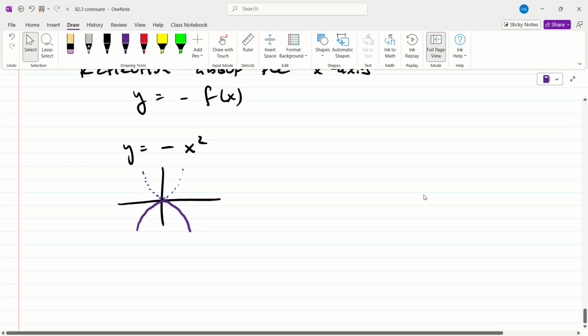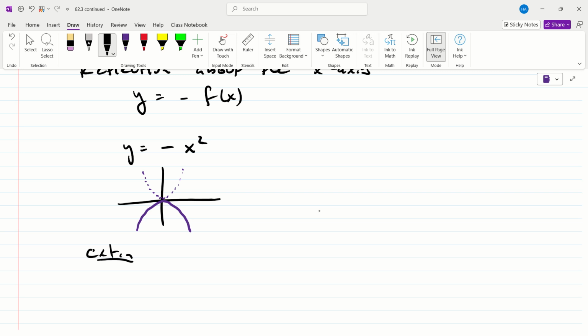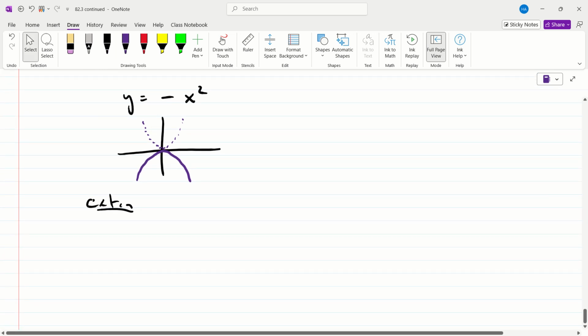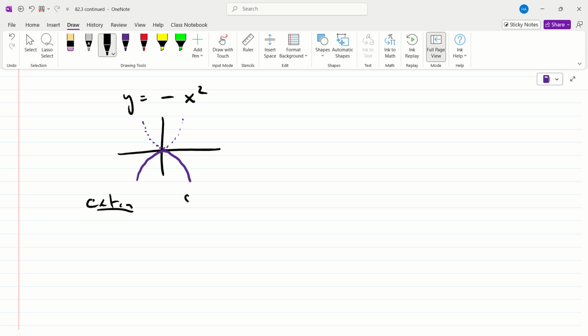Things get a little bit interesting when you start mixing things up. For example, let's say the following function has horizontal and vertical shifts and also some reflections. So for this extra problem, sketch y equal to negative x plus 2 squared minus 3. Think about what that will look like.